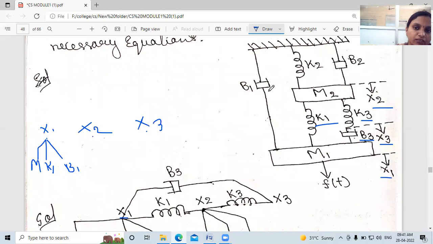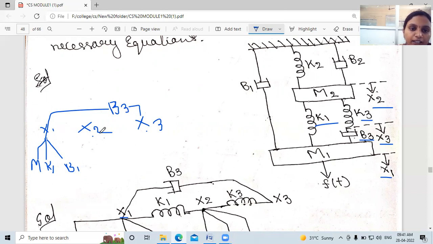One is B1. And here B3 is connected between x1 and x3. So you should take here B3 is between x1 and x3. Okay. Next, for between x1 and x2, what are the connections between x1 and x2? K1 is there. So you should write K1 here because it is between x1 and x2.